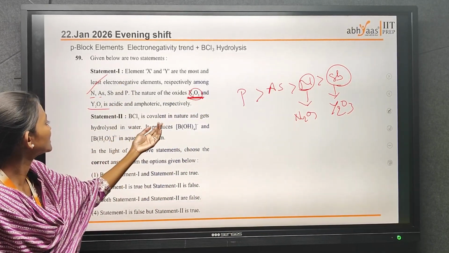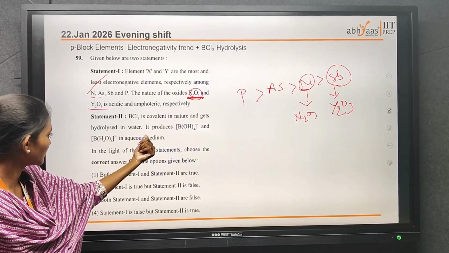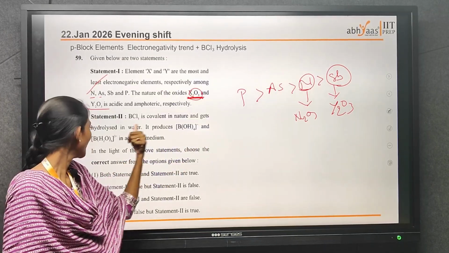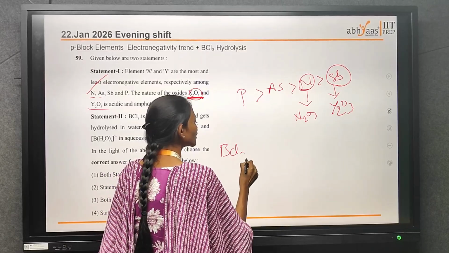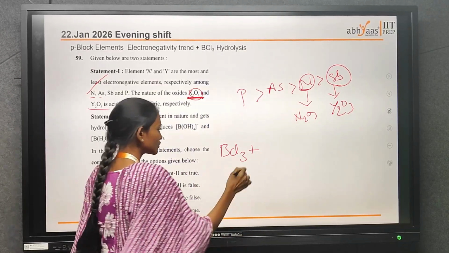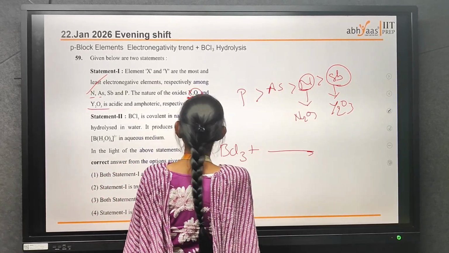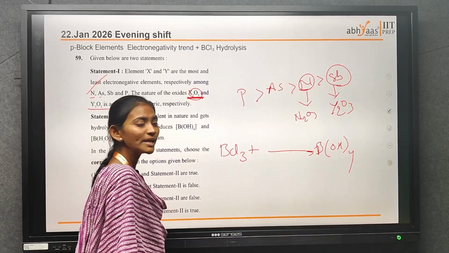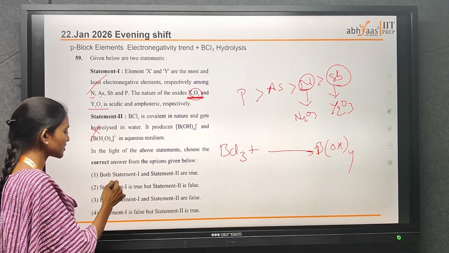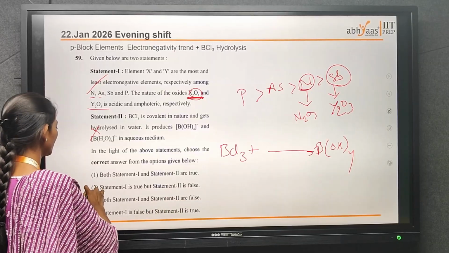BCl3 is covalent in nature and hydrolyzed in water. It produces barium hydroxide in aqueous medium. Let's see, BCl3 is going to react with what, Anna? HCl, right? So when you are reacting, what you are getting? Barium hydroxide you are getting, but not in aqueous medium. Hence this statement will be wrong. So false. Statement 1 is true and statement 2 is false.